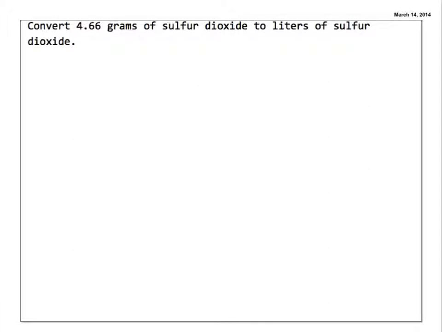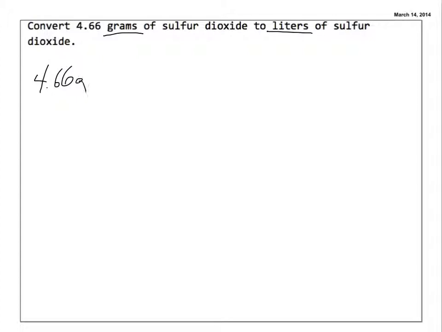So just to do the last practice problems on these conversions. We're going to go from grams to liters. And again, anytime you're going from anything to another unit that's not moles in this type of equation, you need 2 steps. You need to convert to moles first and then go to the second unit.